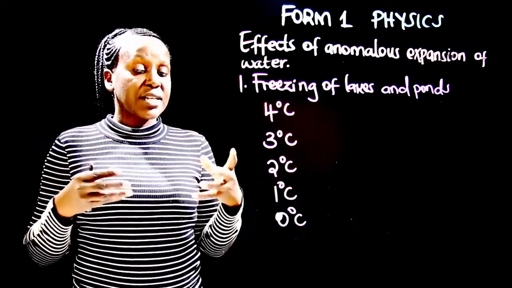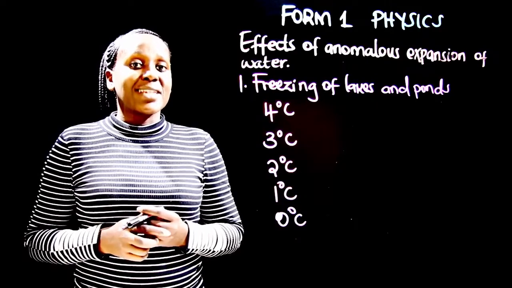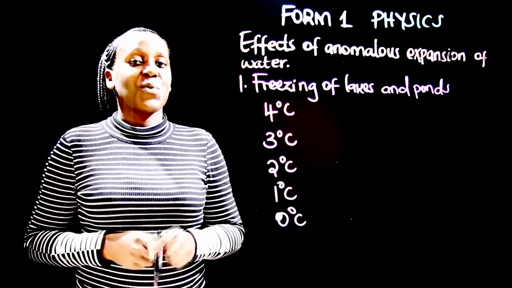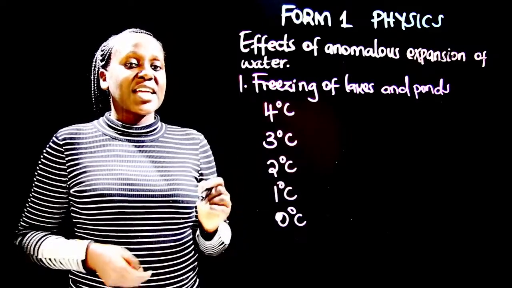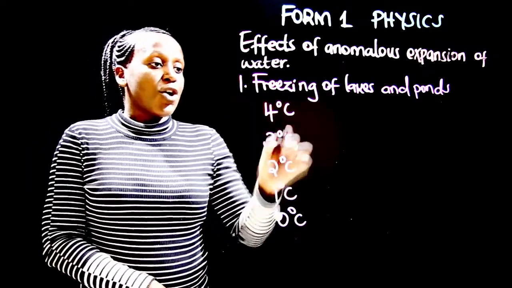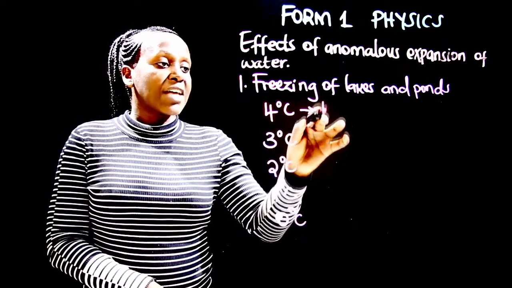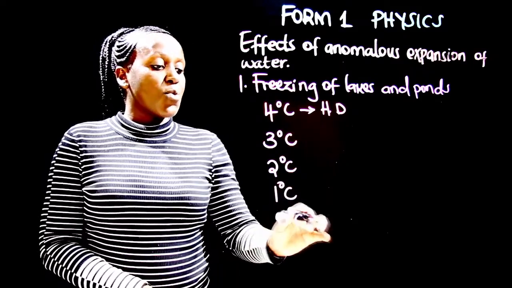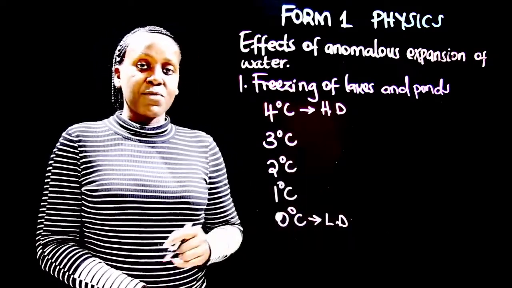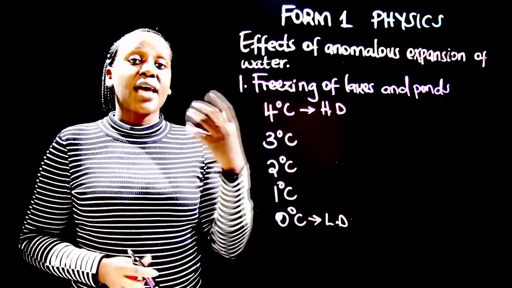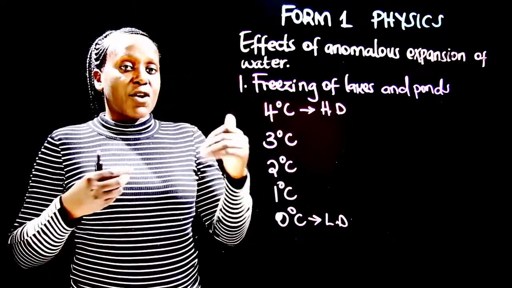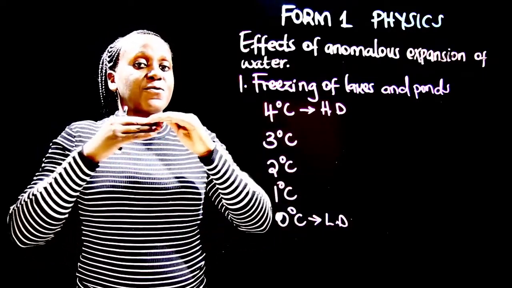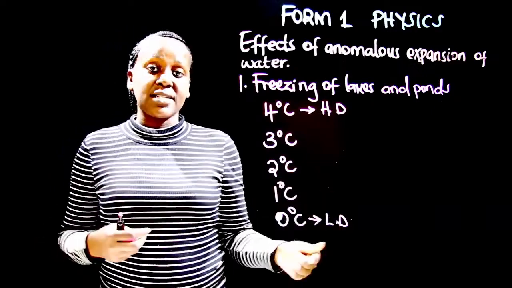Now, when it expands, it means that the volume increases. And when volume increases, what happens to density? The density decreases. So, at 4, we have the highest density, and at 0 degrees Celsius, we have the least density. So what happens is that water in the ponds arranges itself such that ice is the one that floats on top because it has the least density.